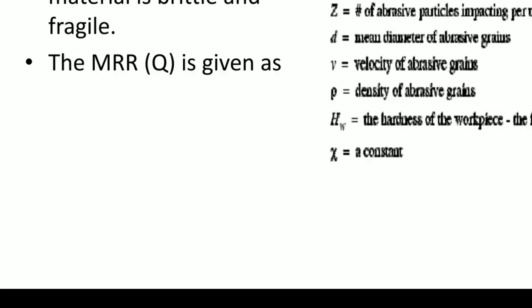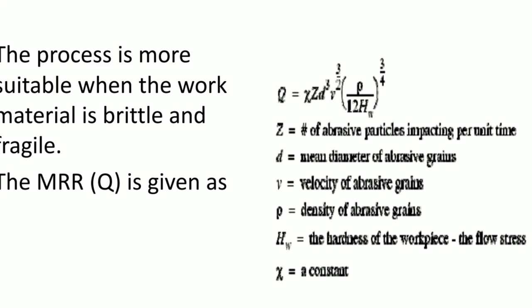This MRR is given by the formula Q = ψ Z d^(3/2) V^(3/2) (ρ/12 Hw)^(3/4). Now what is Z? Z is the volume of abrasive particles impacting per unit time, how much volume of abrasive particles is impacting on the surface per unit time. d is the diameter of abrasive grains, assuming the particle is spherical, what is the diameter of the abrasive grains?